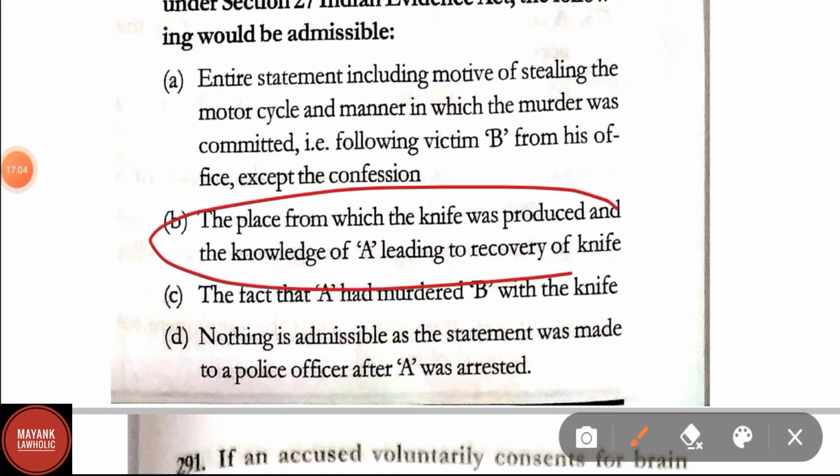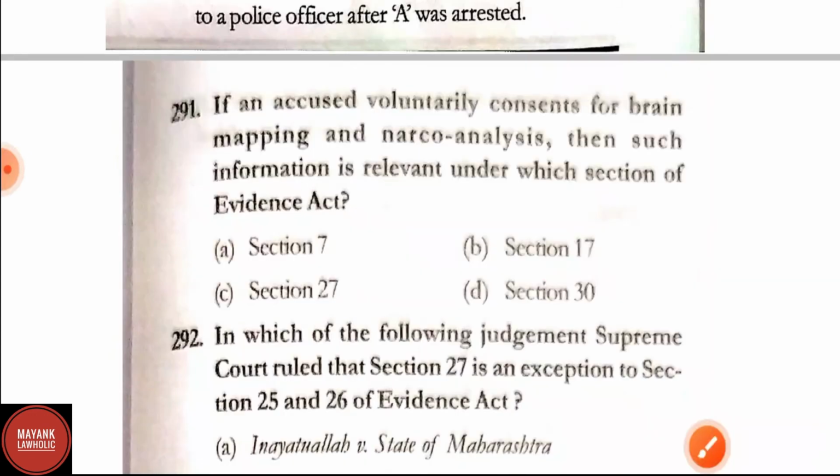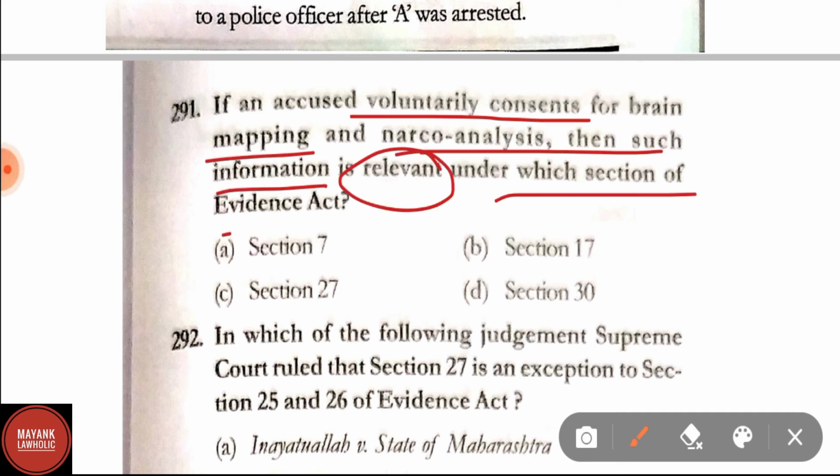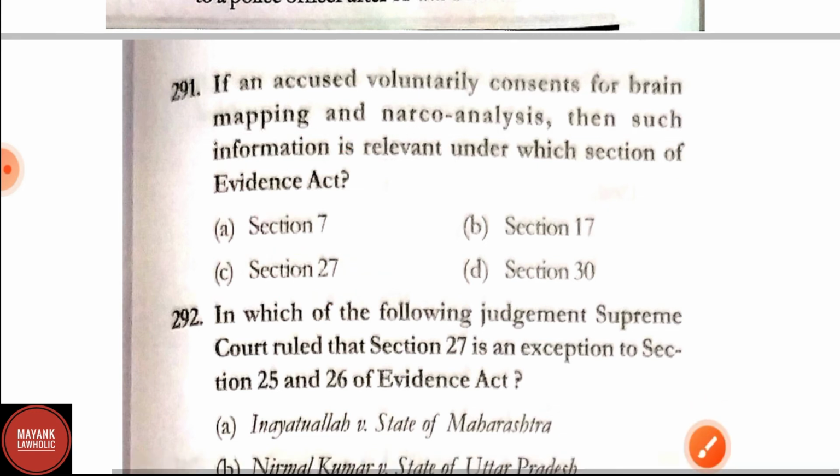The place from which the knife was produced and the knowledge of the accused leading to recovery of the knife. Question number 291. If an accused voluntarily consents for brain mapping and narcoanalysis, then such information is relevant under which section of the Indian Evidence Act? Correct answer is option C, that is section 27 of the Indian Evidence Act.